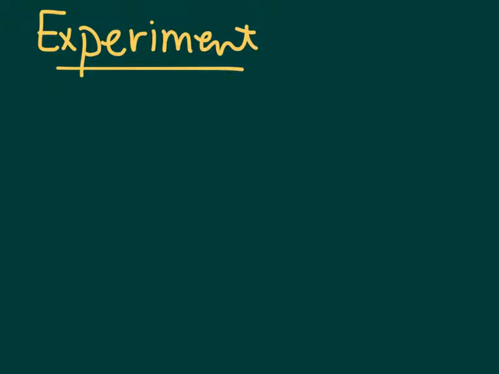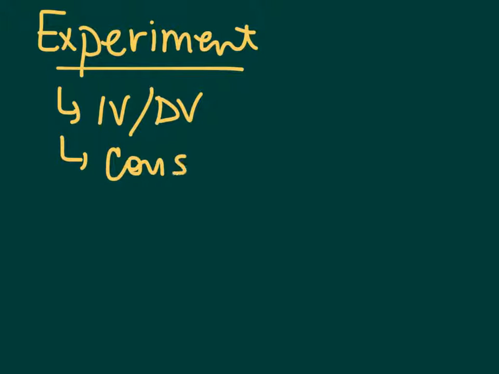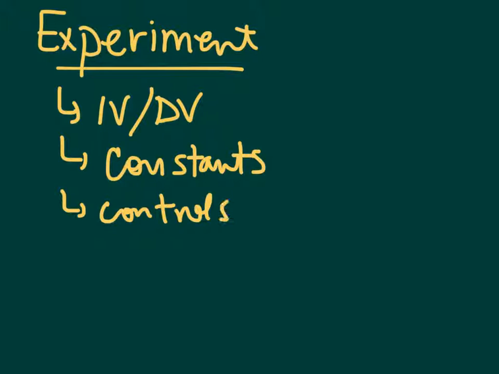And when we design an experiment, our good experiments are always going to have an independent and dependent variable. They're going to have constants and they're going to have control groups. Now, I'm not going to cover what those other 2 things are because based on your do-nows from last week, you're like, please, I totally know all this already.